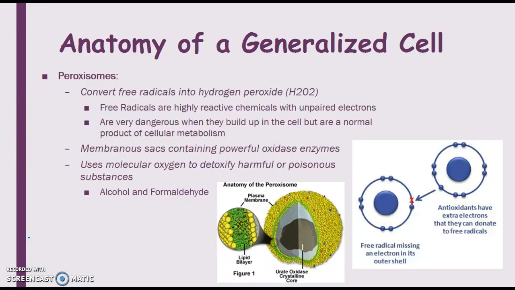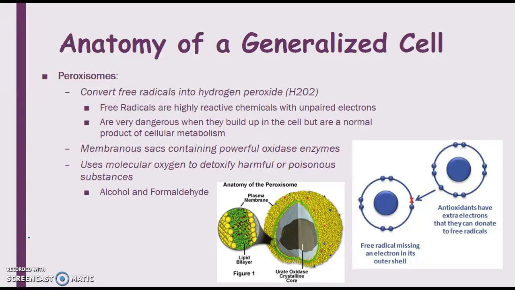Next, we're going to move on to peroxisomes. Peroxisomes are filled with different enzymes that help to take in free radicals and turn them into hydrogen peroxide, which is the byproduct. Free radicals are highly reactive chemicals that a lot of times cause cancer. You'll hear about eating blueberries, for example, helping to get rid of free radicals. That's one of the things they claim blueberries do. Free radicals can cause cancer because they don't have the correct number of electrons.